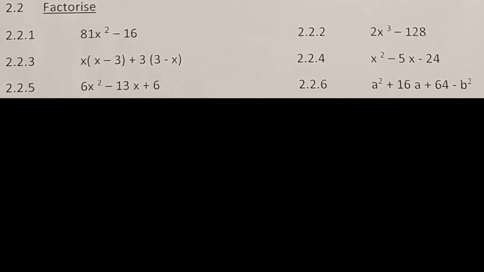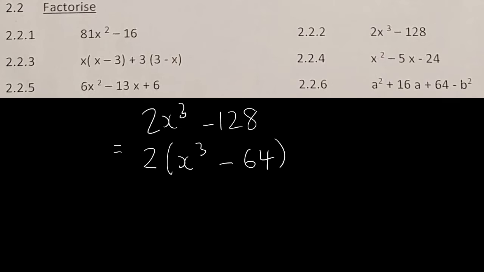2.2.2, we have 2x cubed minus 128. So the first thing we will do when it comes to factorizing, always pull out the common factor first. Now we can see that the number 2 is common between both these numbers, so we pull out the 2, we're left with x cubed minus 64. Then secondly, on further inspection, we look at the x cubed minus 64. Both these are cubes. The x cubed is a term that is being cubed, and the 64 is a number that's cubed. So we can further factorize this.